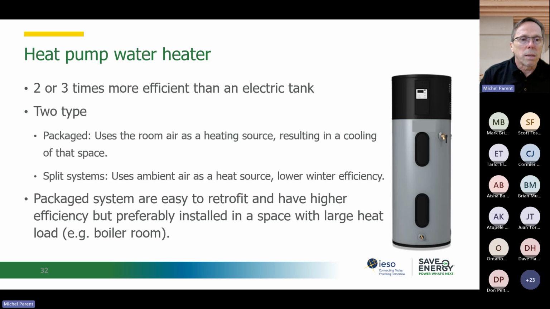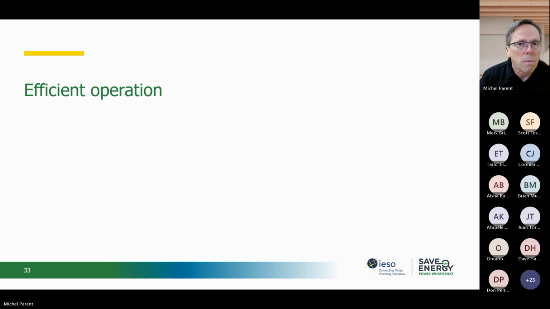The other one is a split system. We don't see them very much yet, but basically it's an air source heat pump. You have the evaporator outside and the condenser in the water heater. It will need a backup element, it always does. Its efficiency will be lower in the winter because it works with outside air as a heat source, but it will not air condition the inside of your mechanical room or the cupboard. So that's the big difference between the two.